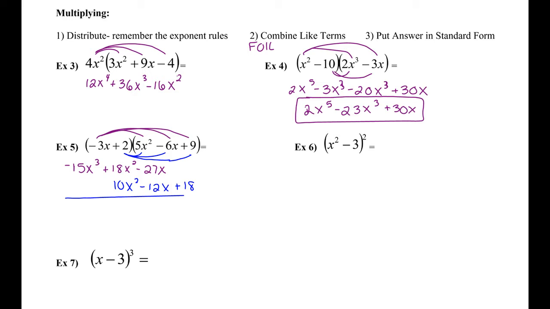And we're going to add them together to get negative 15x cubed plus 28x squared minus 39x plus 18. Please try example 6 and 7 on your own before class tomorrow.